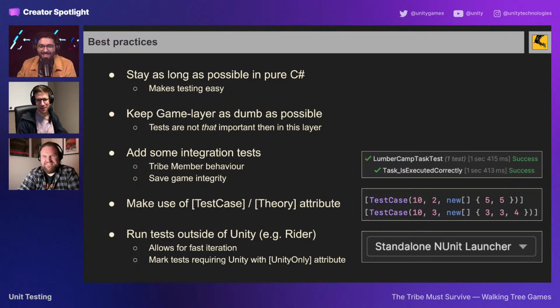So the screenshot in the bottom right where it says standalone and unit launcher, that is something in Rider where you can select that it runs in Unity, then it starts Unity and runs a test in Unity. But that takes a bit longer, and it's much faster to do it in Rider directly. If you select the NUnit launcher, then you stay in Rider, and that has some benefits. Yeah. Great.